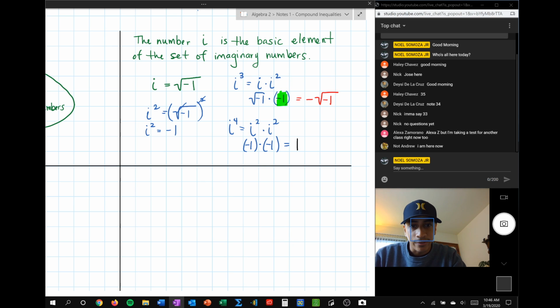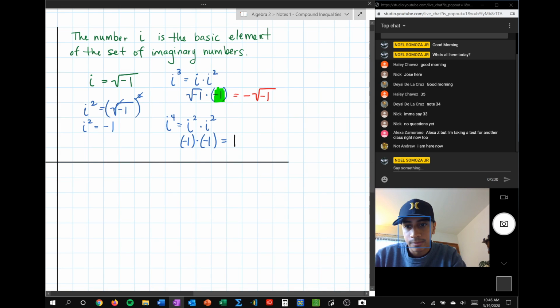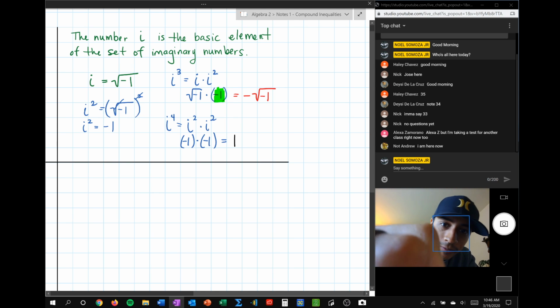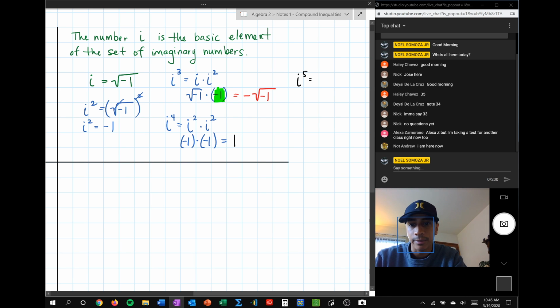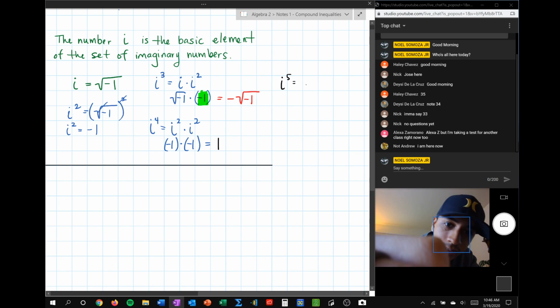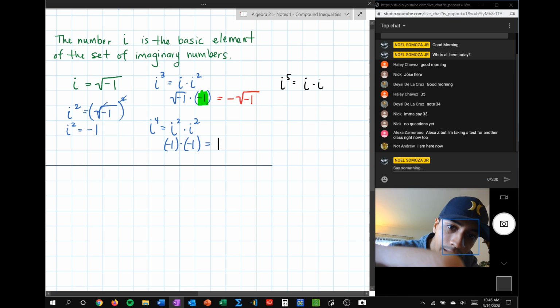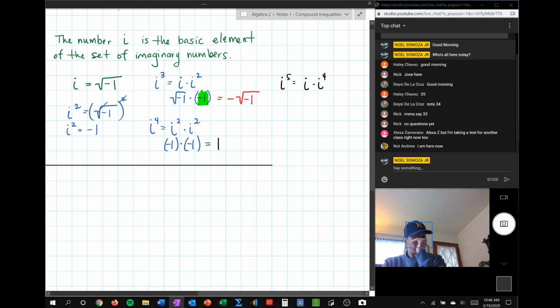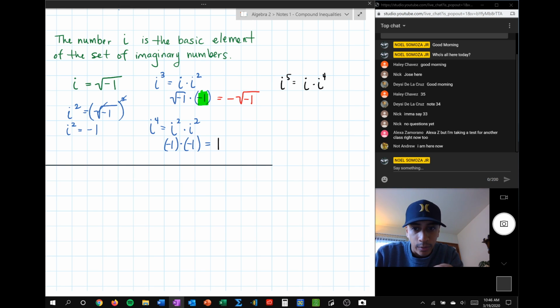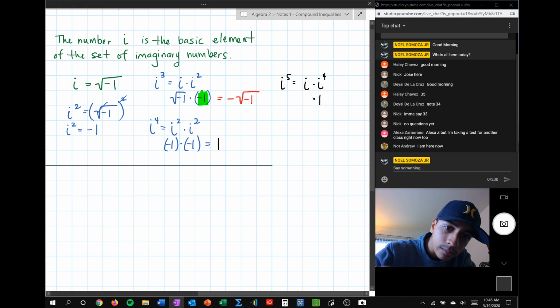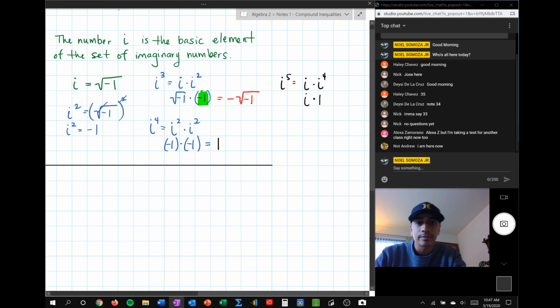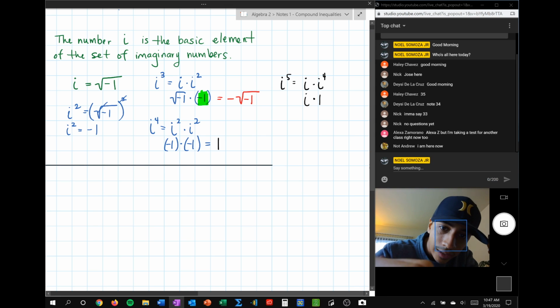Okay? So I have this cycle that i's go through, because think about what would happen next if I went i to the 5th. Would you agree that i to the 5th is the same thing as i times i to the 4th? Now, what do you know about i to the fourth? i to the fourth is equal to 1. And i is just i, right? So in this case, i times 1 is just i.